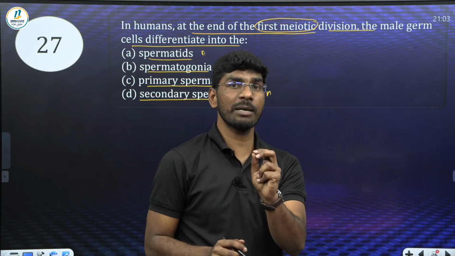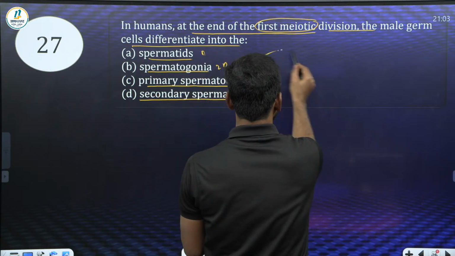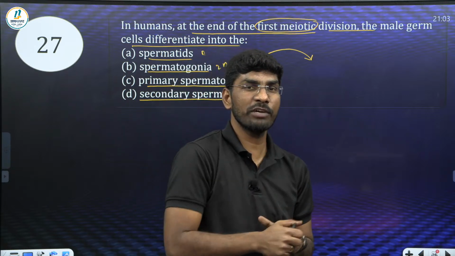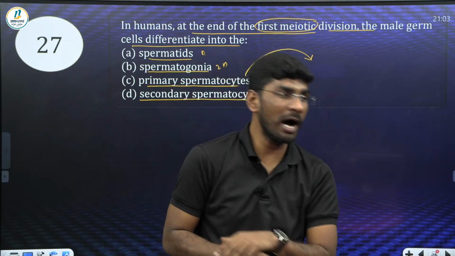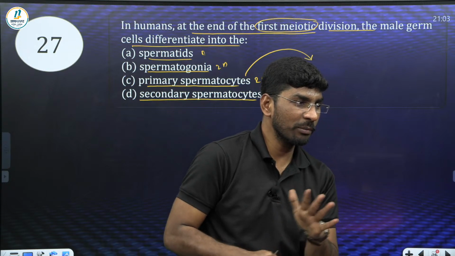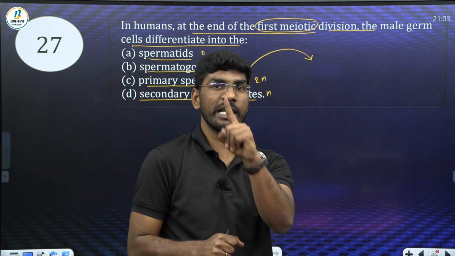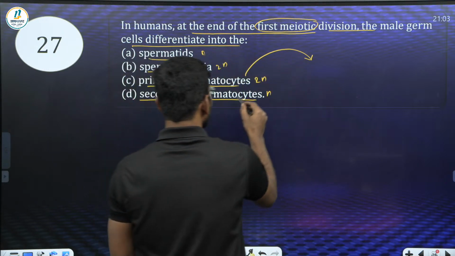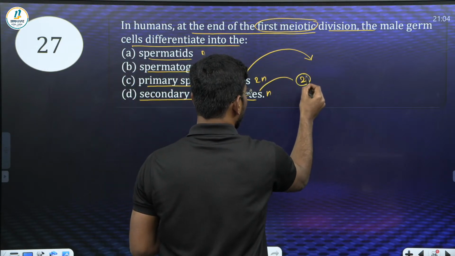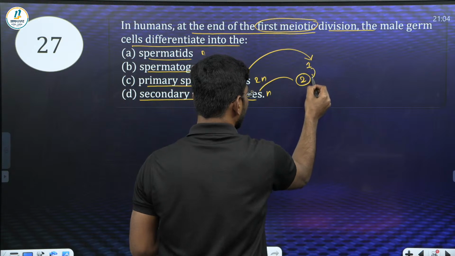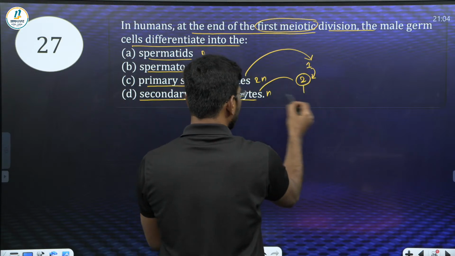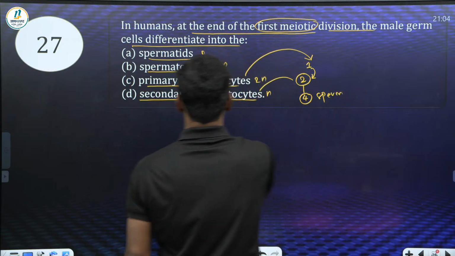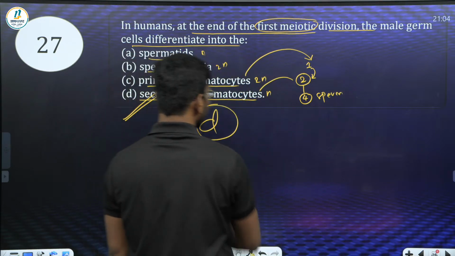Can any one of you answer me? One primary spermatocyte will give how many sperms eventually? How many spermatozoa? Come on. Very good, 4. One primary spermatocyte will give 2 secondary spermatocytes, and the secondary spermatocytes will give 4 sperm or spermatozoa. Remember. So the answer is what? Option D. Good. Very good.